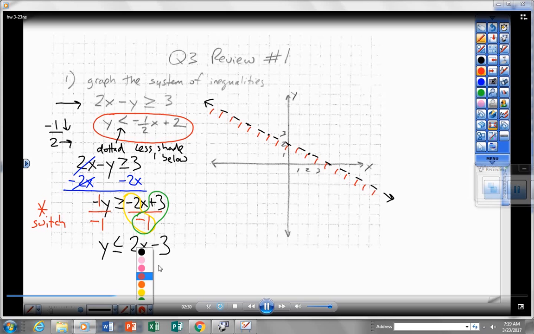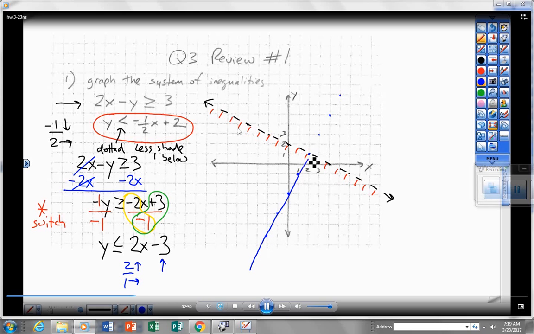The other inequality has a y-intercept of negative 3. So negative 3 on the y-axis. Looking at that number in front of x, that is 2 over 1. So every time I go over 1 from that negative 3, I go up 2. Over 1, up 2. If this is a set of inequalities, don't worry if they don't meet at a nice neat point. You're not looking for that point. You're looking for where the shaded areas overlap.